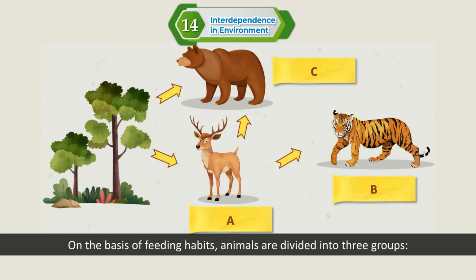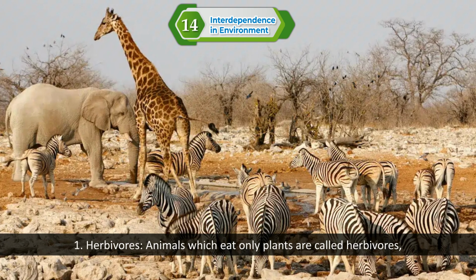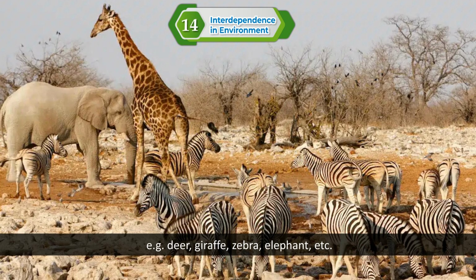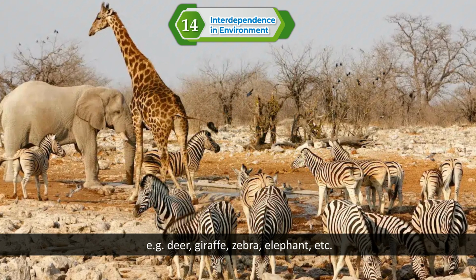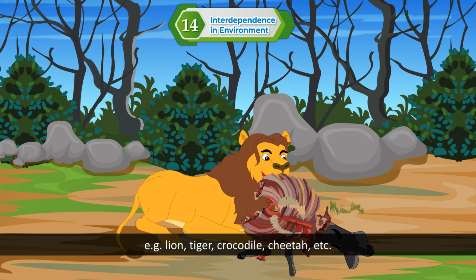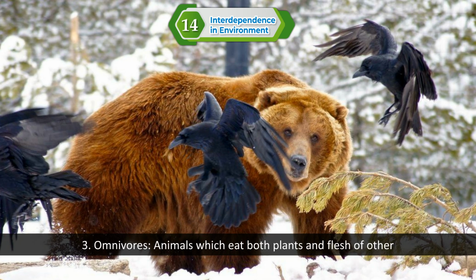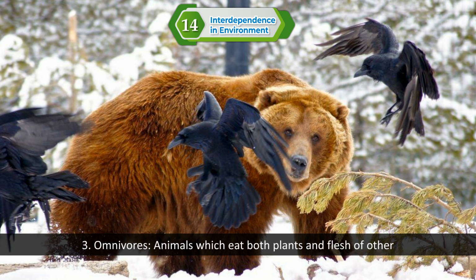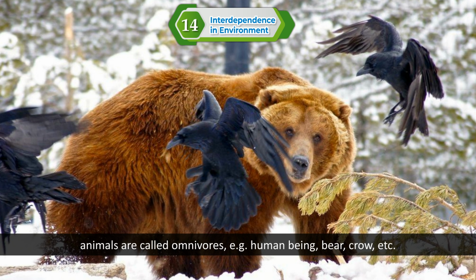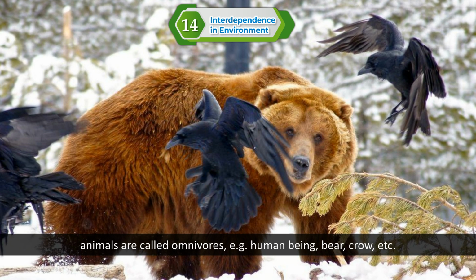On the basis of feeding habits, animals are divided into three groups. 1. Herbivores. Animals which eat only plants are called herbivores. Example, deer, giraffe, zebra, elephant, etc. 2. Carnivores. Animals which eat flesh of other animals are called carnivores. Example, lion, tiger, crocodile, cheetah, etc. 3. Omnivores. Animals which eat both plants and flesh of other animals are called omnivores. Example, human being, bear, crow, etc.